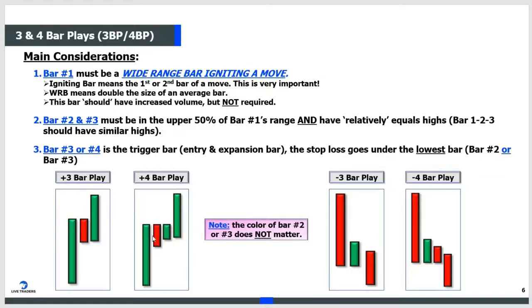Note, the color of bar number 2 or 3 doesn't matter. I don't care if bar number 2 is a green bar, a doji bar, a bottoming tail bar, a topping tail bar, or a red bar, as long as it has a relatively equal high and is in the upper 50% of bar number 1. I'm speaking slow and clearly because I don't want you guys to mess this up. The play is valid on longs. It is also valid on shorts.